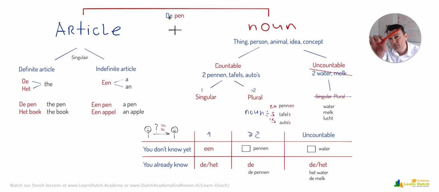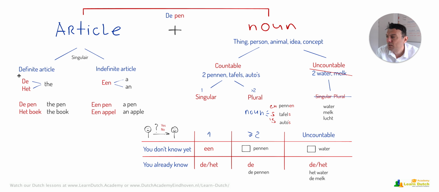I got this pen from James Bond. Remember, I told you, he gave it to me for my birthday. All this information is inside de. De is an article. An article is married to a noun. It means to belong to each other.